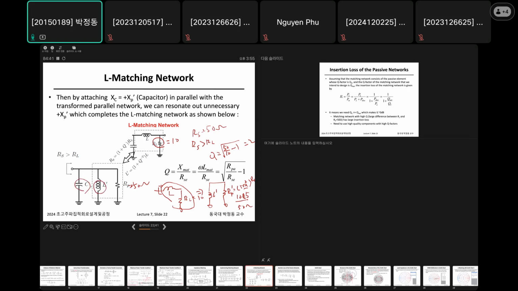Okay, what is L prime? L prime is omega L. This is XL. What is XP? XP is X series times 1 plus Q inverse square. Since Q is 2, right? So this is 1.25. 1.25 XS equals XP. Okay. Then I can get XP. So from XP, I can synthesize 1 over omega C. Then you can get C. Okay. Very straightforward.